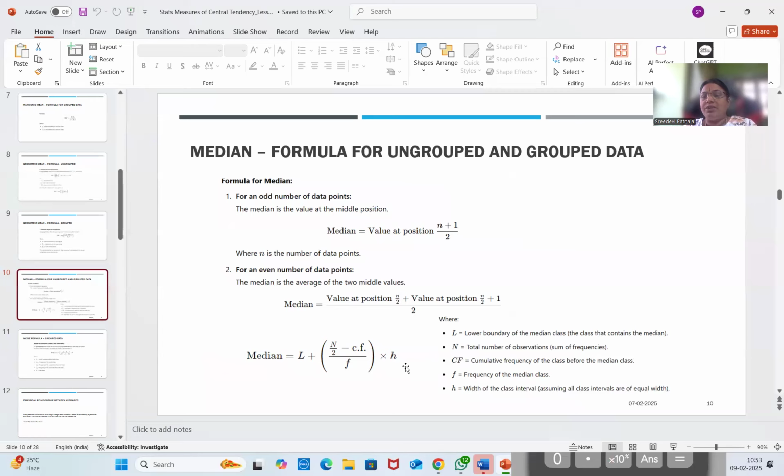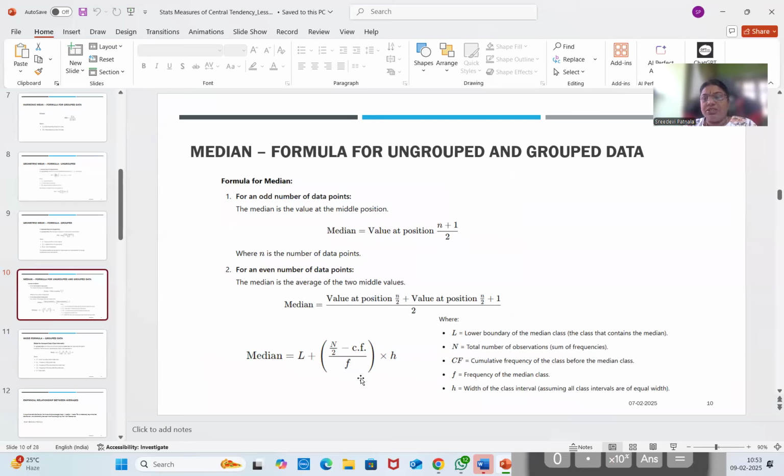What is cumulative frequency? We already know what cumulative frequency is. Each class interval will have a frequency. The first row will remain the same, but from the next row onwards, you keep on adding the next frequency value till the data set ends. I'll show it in an example. So that is called cumulative frequency.